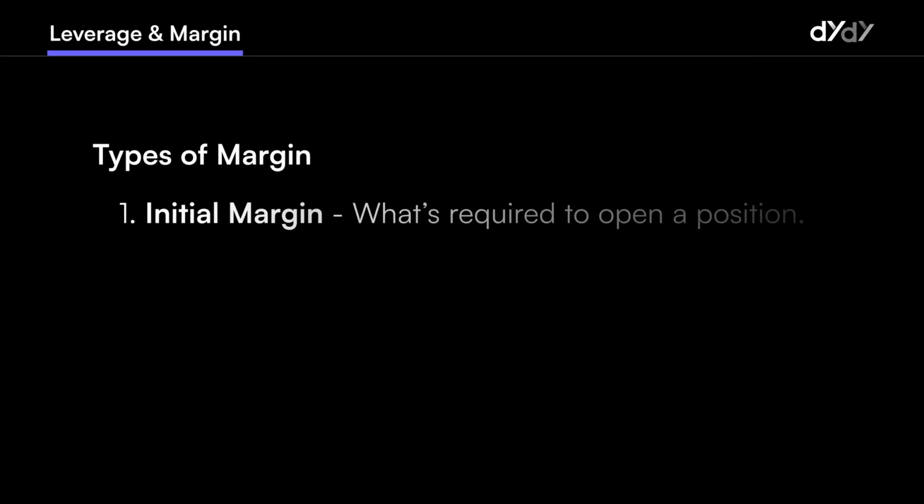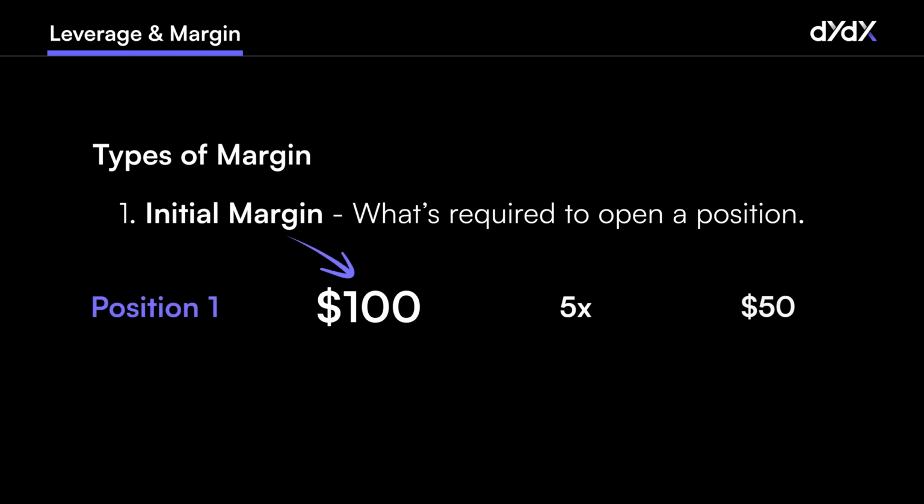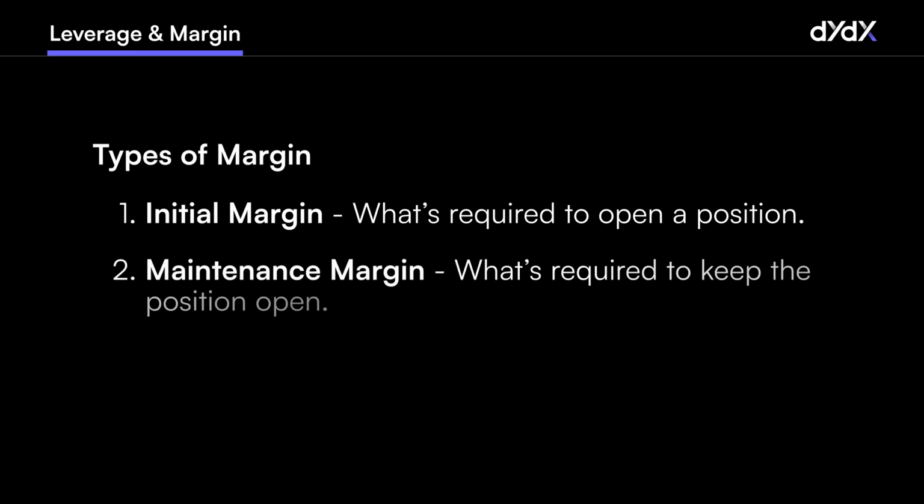There are two types of margin that work together behind the scenes. The first is initial margin. This is what's required to open a position. Using the previous example, the $100 needed upfront to open the trade would be the initial margin. And the second type is maintenance margin, which is what's required to keep the position open. If the market starts moving against the trader and their margin balance drops below the required maintenance margin level, the position is at risk of being liquidated.